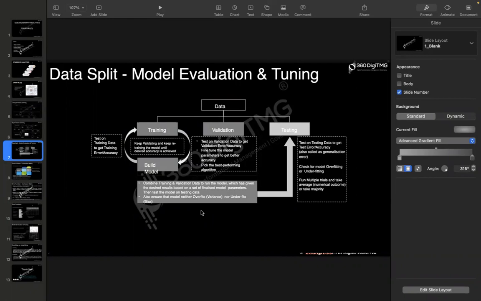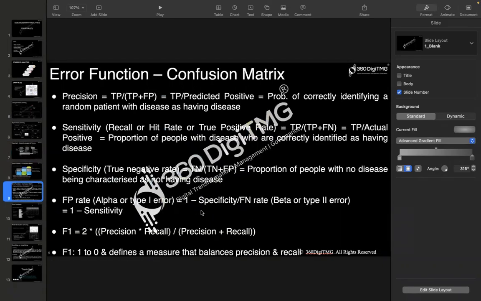We combine the training and validation data to run the model, which has given the desired result based on the set of finalized model parameters. Then we test the model on the testing data. It also ensures the model neither overfits, which is variance, nor underfits, which is bias. For the model evaluation, here we have an error function.